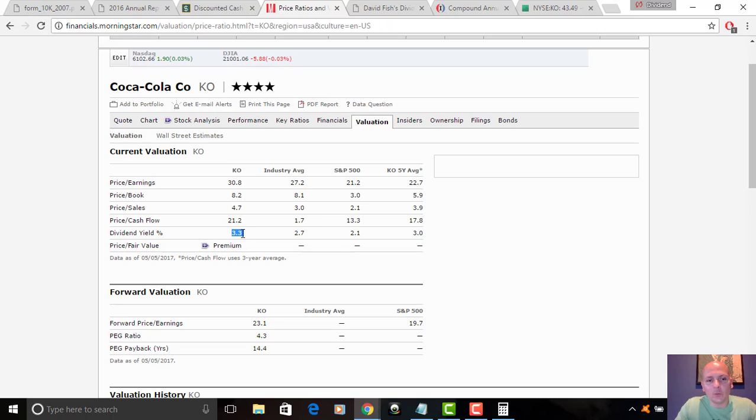The only thing it has going for it is that the yield's higher than its 5-year average, but that's only because the payout ratio is so high, because the company's been growing its dividends so aggressively.